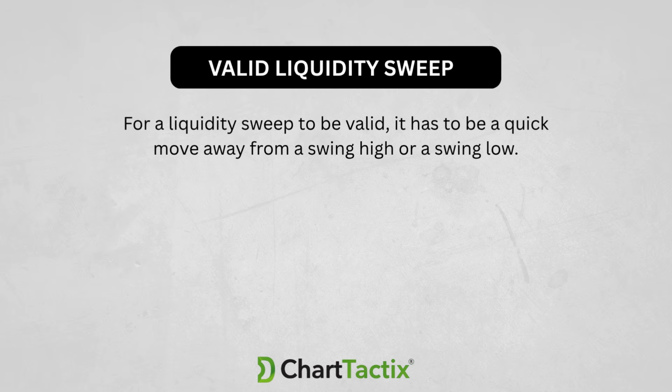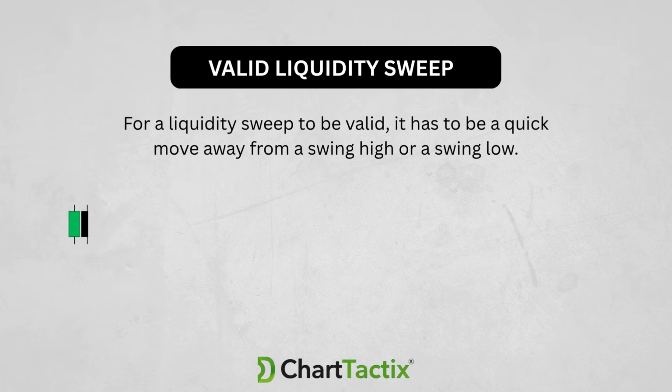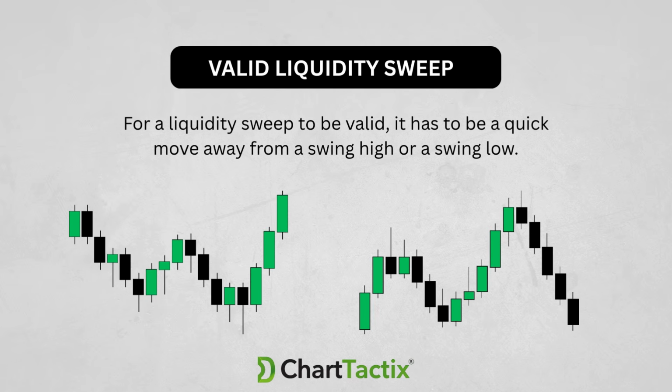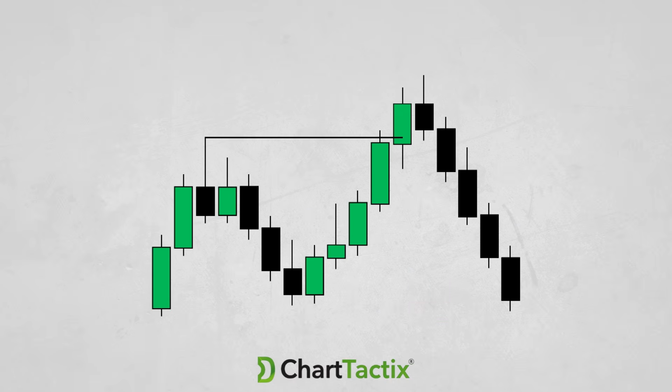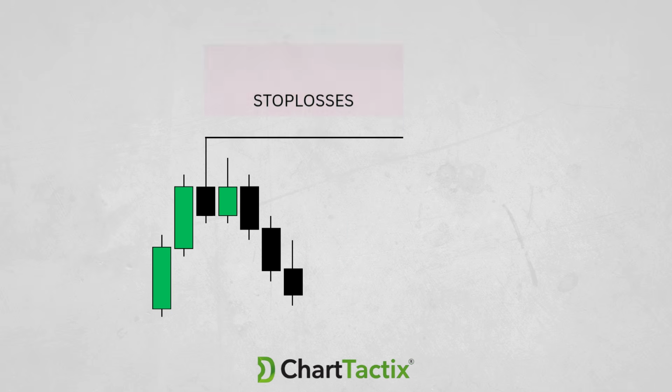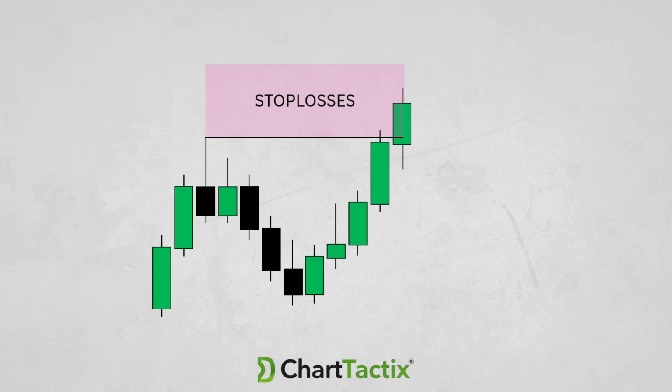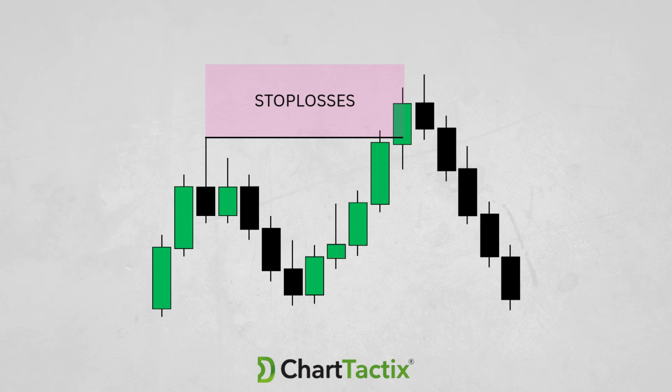For a liquidity sweep to be valid, it has to be a quick move away from a swing high or a swing low. And in these two examples, you can see exactly what I mean. In the first example, price swept below and closed with a wick before reversing. And in the second example, price closed above the high, but immediately closed back below it before moving to the downside. That also signals a valid liquidity sweep because, as you can see, price took out retail stop losses. Immediately after taking out those stops, it reversed in the opposite direction, showing clear signs of institutional activity.